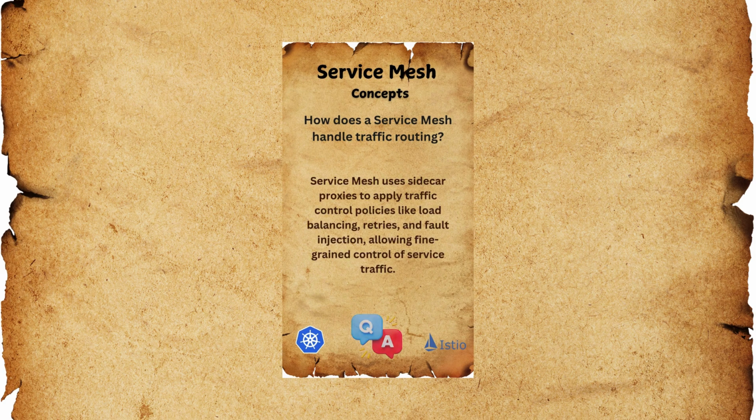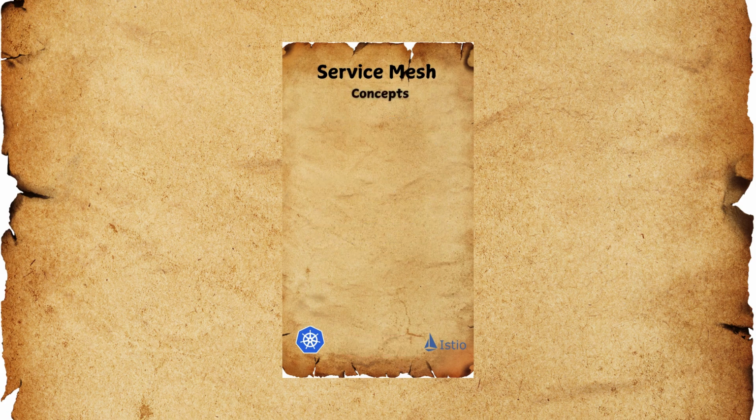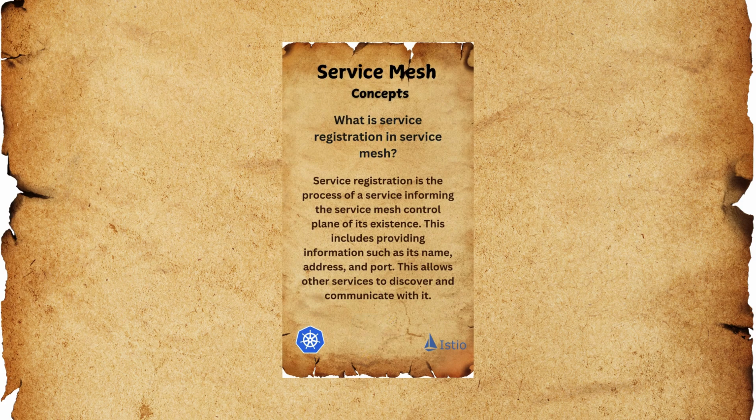Service mesh uses sidecar proxies to apply traffic control policies like load balancing, retries, and fault injection, allowing fine-grained control of service traffic. What is service registration in service mesh? Service registration is the process of a service informing the service mesh control plane of its existence. This includes providing information such as its name, address, and port. This allows other services to discover and communicate with it.